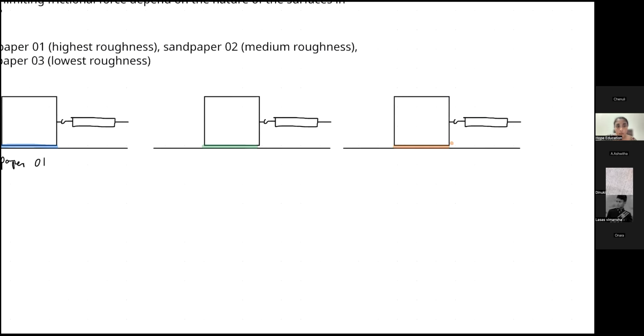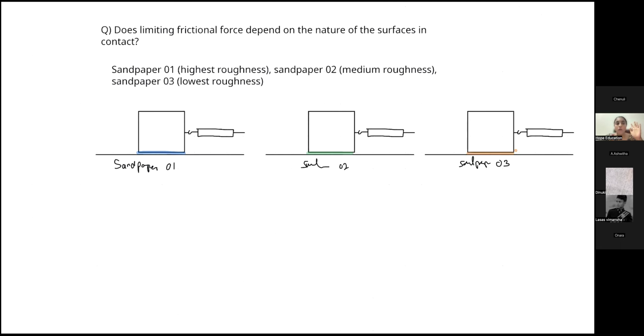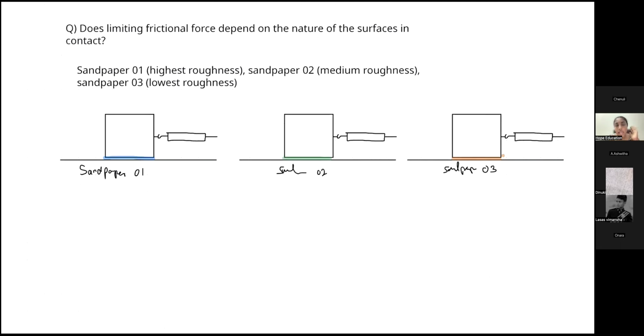So this is sandpaper 1, this is sandpaper 2, and this is sandpaper 3. Okay. Now sandpaper 1 has the highest roughness, sandpaper 2 has the medium roughness, and sandpaper 3 has the lowest roughness. එතකොට ළමයි ඔයා මෙතන හැම එකෙම readings ගන්නවානේ. So when the object is about to move, you take the reading on the Newton's balance. That is the force that you apply. But when the object is about to move, that force is equal to the limiting frictional force. ඒ කියන්නේ ඔයා ගන්න reading එක limiting frictional force එකම තමයි.